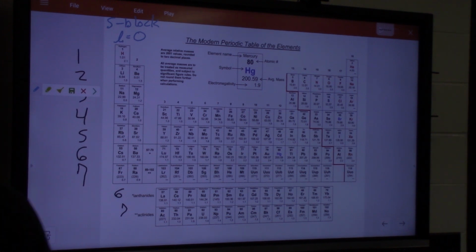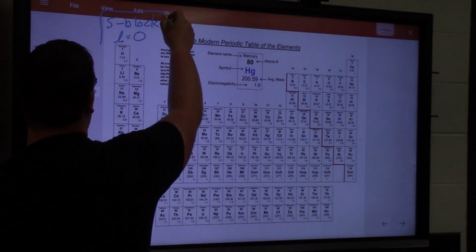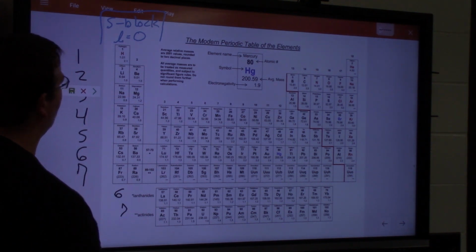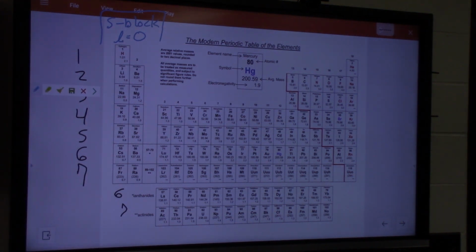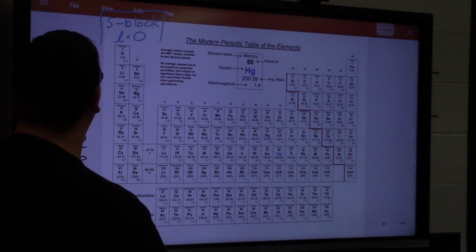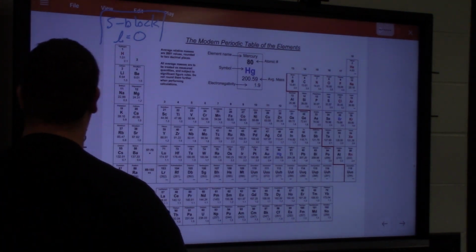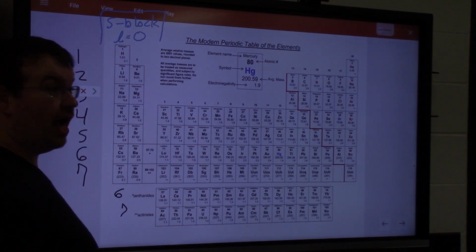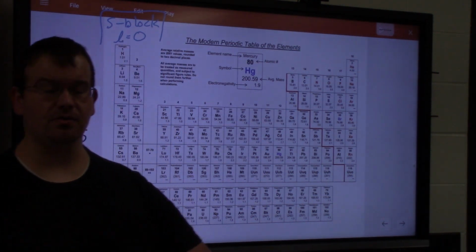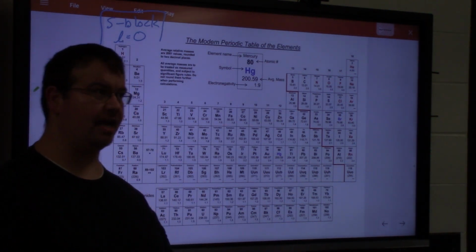So if we fall within columns 1 or 2, we're in the S block, so that is going to be L equals 0. Now with that, if L is 0, what does M sub L have to be? 0. Has to be 0 because M sub L is from a range of negative L to positive L.